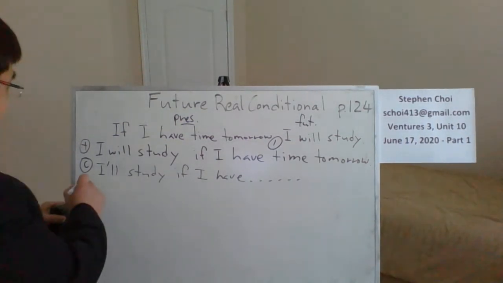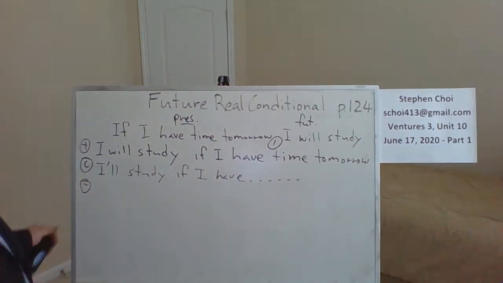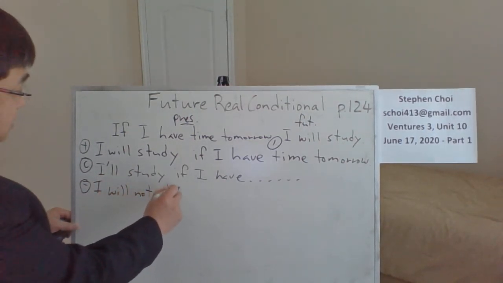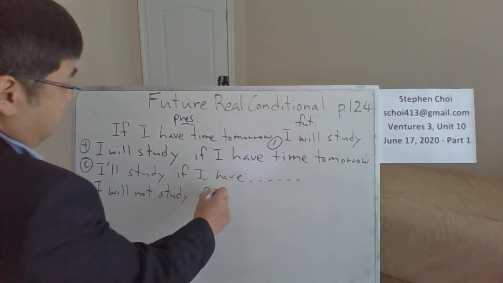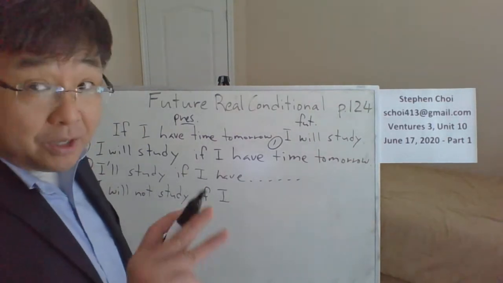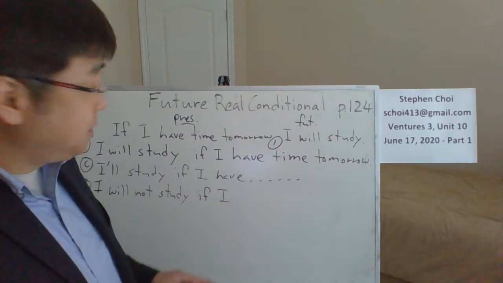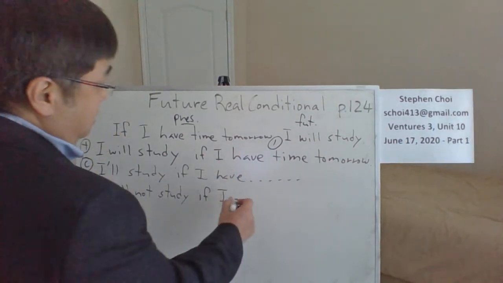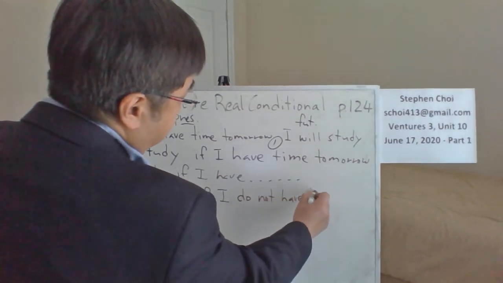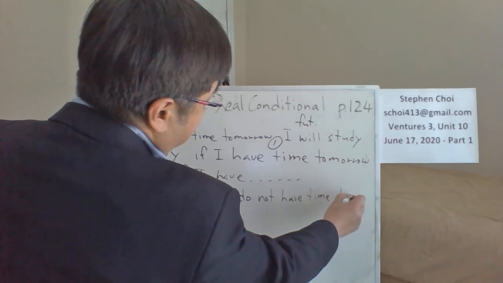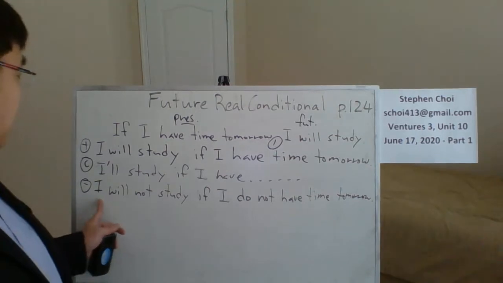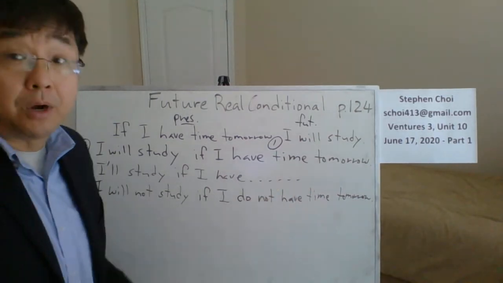All right. So how do you make it negative? How do you make this negative? You could say, "I will not study if..." How do you make that negative? "If I haven't," remember, that's the perfect tense. This is not perfect tense, right? This is future tense, right? So you're going to do what? "If I don't," or "if I do not have time tomorrow," okay? So that's how you make it negative. I will not study if I do not have time tomorrow, okay?